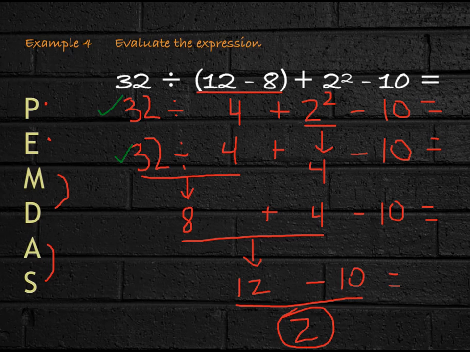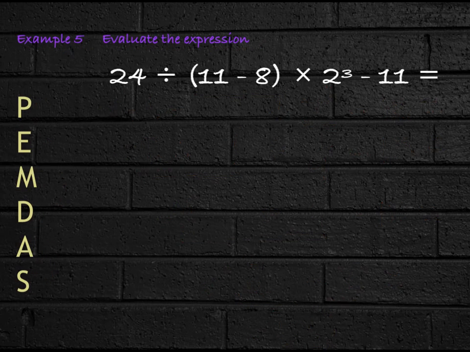We do one problem here, where we did 12 minus 8 in the parentheses. Then we did the 2 squared. Then we did our multiplication division. Then we did our addition subtraction. There was an addition problem on the left, subtraction problem next. There's our answer. Okay, last problem.